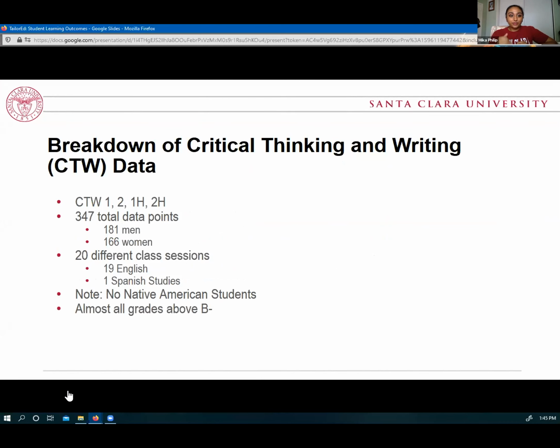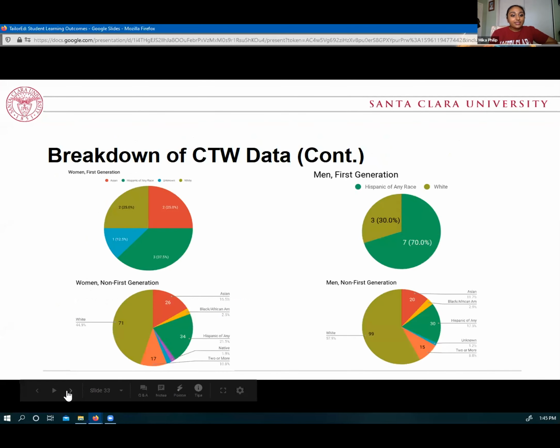So CTW in our school is a core requirement. It's English critical thinking and writing, and students are required to take it. There are two levels, 1 and 2, but if you're an honors student, you take the honors version. We chose that one because it had the highest number of data points, 347, and a good split between men and women. Also, there are 20 different class sessions, so that means 20 different classroom layouts. Hopefully that means there'll be a lot of variety.